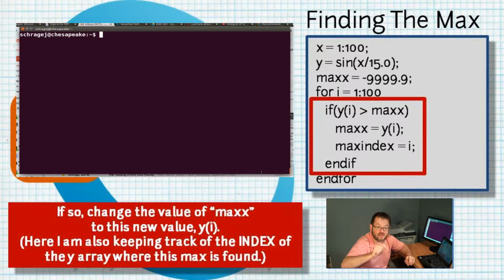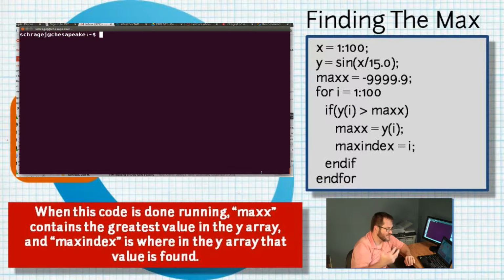Max index is going to be the value of I where that maximum is happening. So as we go through here, as we change the value of max x, it just gets to that new value of y of I, and max index gets set to I. When we're done with this loop and we hit the bottom, when we move on to the next part of the program, max x is equal to the largest value of y, and max index is what index I of y that is.